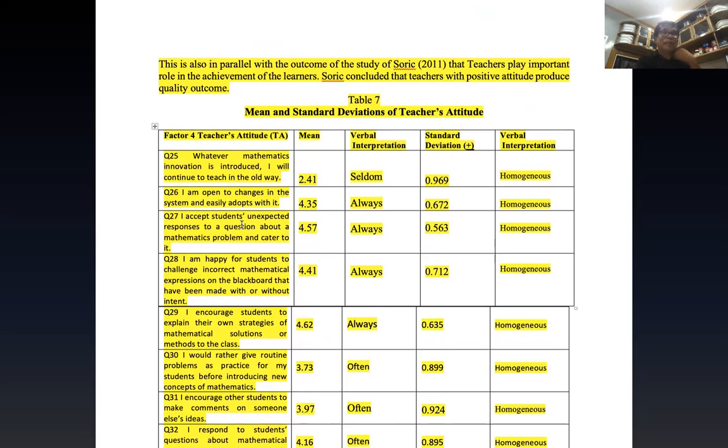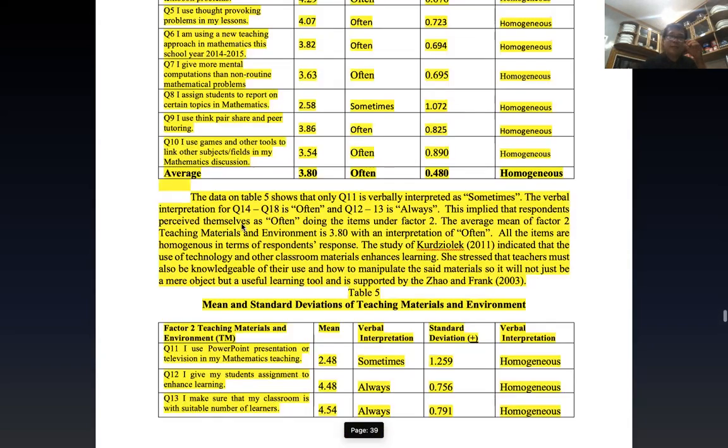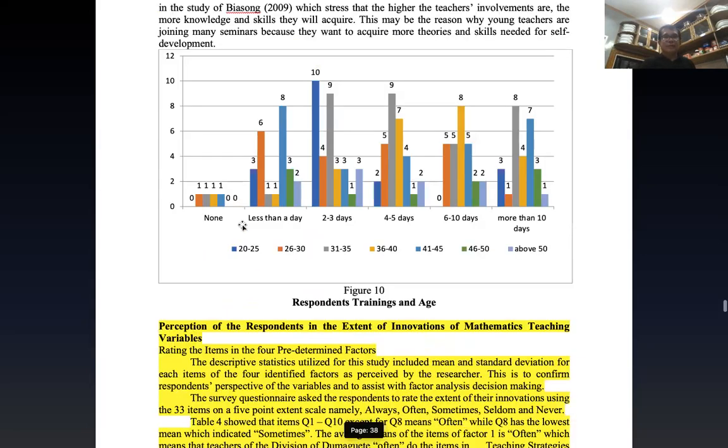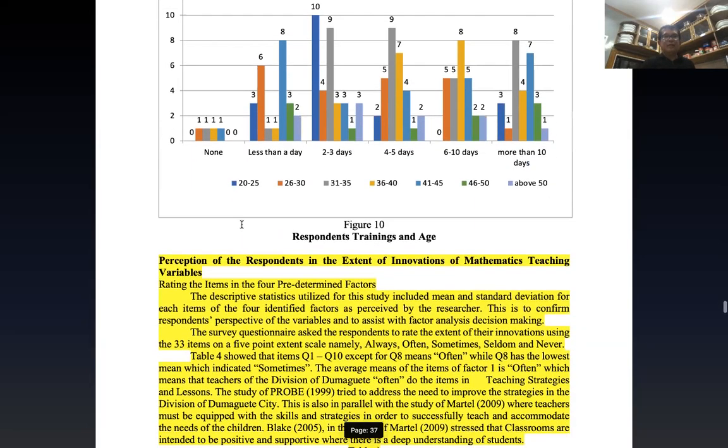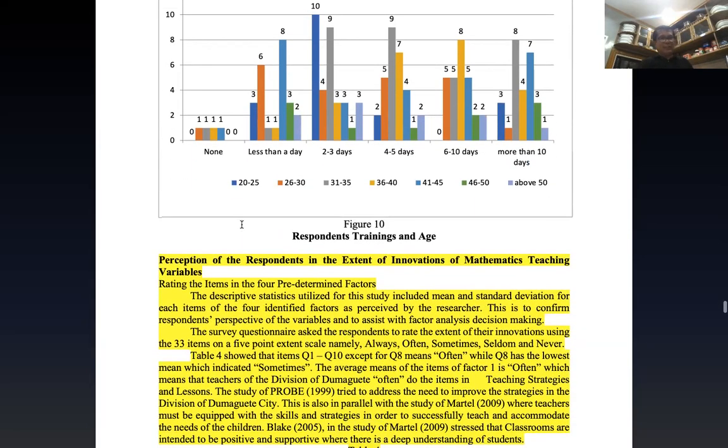And you have to remember that factor 4, labeled as teacher's attitude, is being predetermined by the researcher himself. So we have factor 1, factor 2, factor 3, and factor 4 being predetermined by the researcher himself. So let me go back to factor 1. So we have here the perception of the respondents on the extent of innovation of mathematics teaching variables.